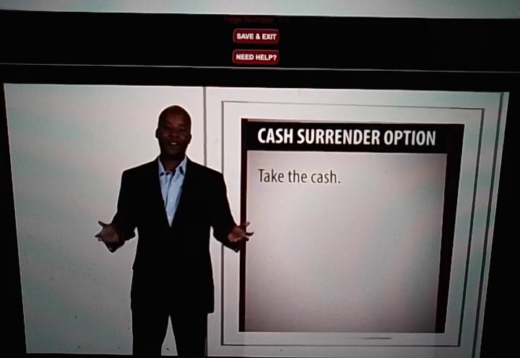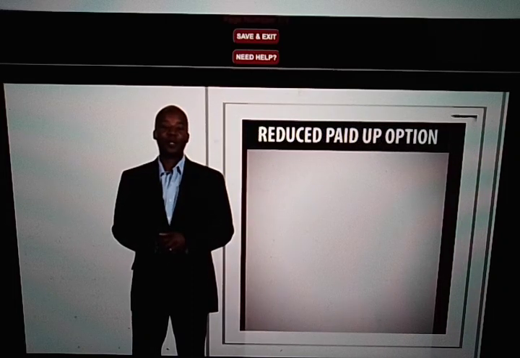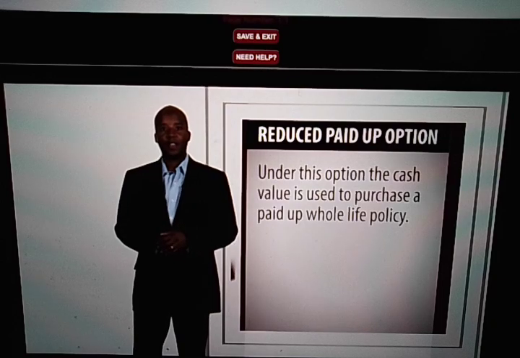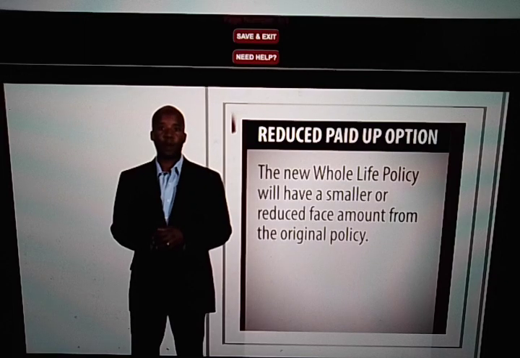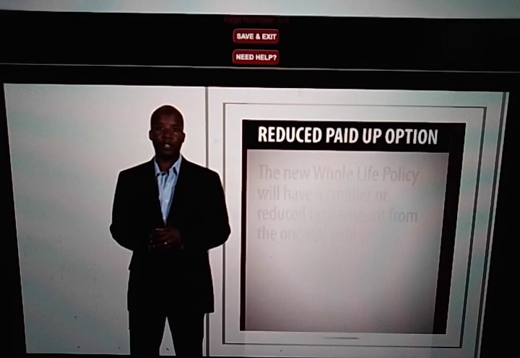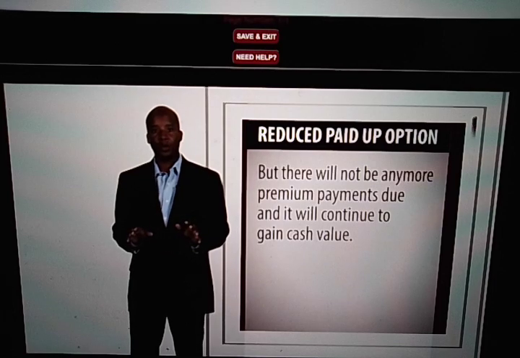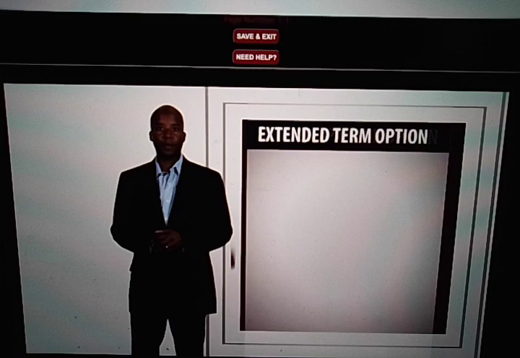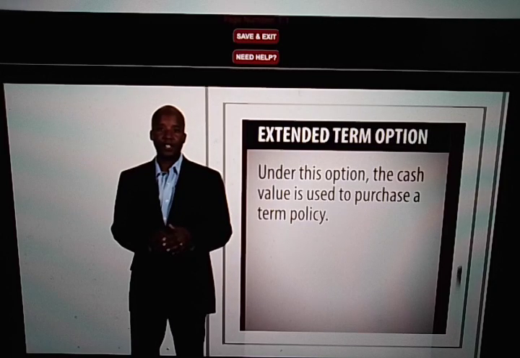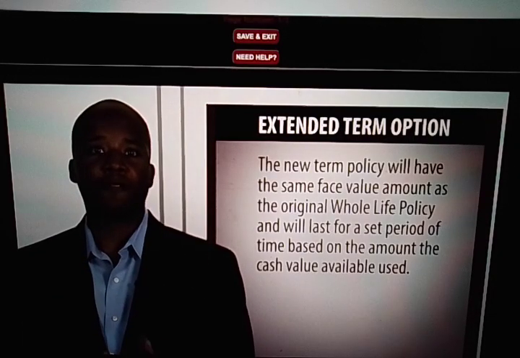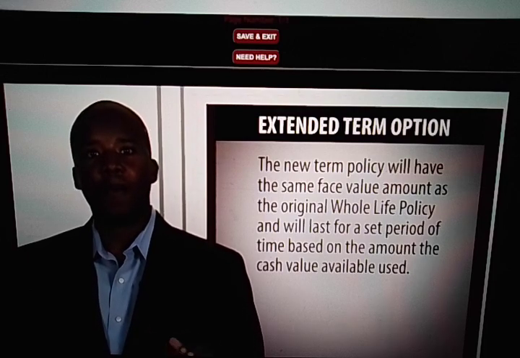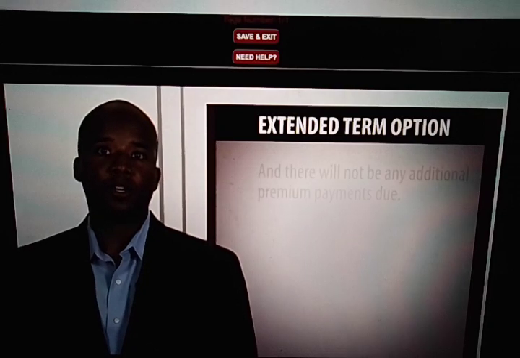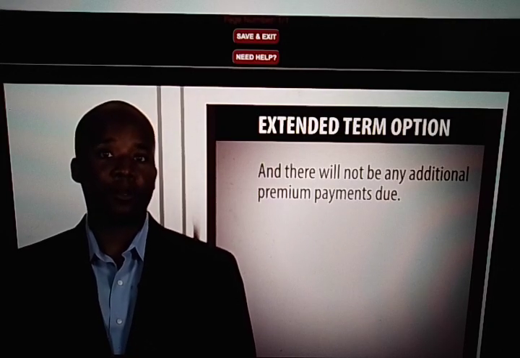Cash surrender option. Very simple. Take the cash. Reduce paid up option. Under this option, the cash value is used to purchase a paid up whole life policy. The new whole life policy will have a smaller or reduced face amount from the original policy, but there will not be any more premium payments due, and it will continue to gain cash value. Extended term option. Under this option, the cash value is used to purchase a term policy. The new term policy will have the same face value amount as the original whole life policy and will last for a set period of time based on the amount of cash value available. And there will not be any additional premium payments due.